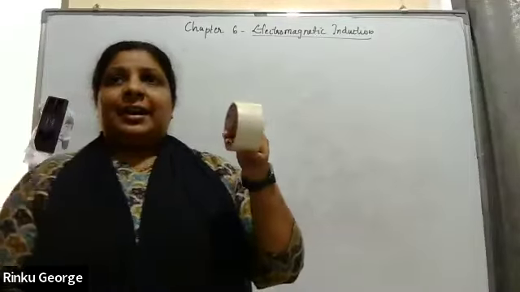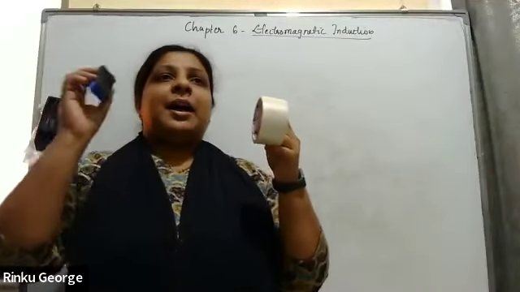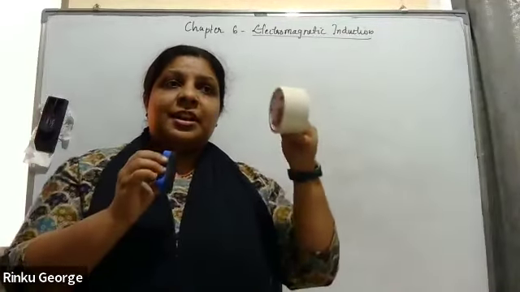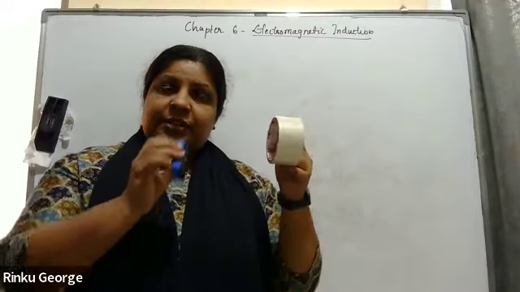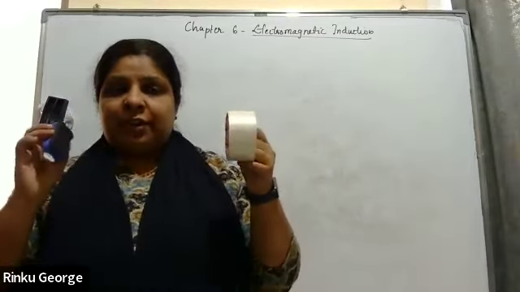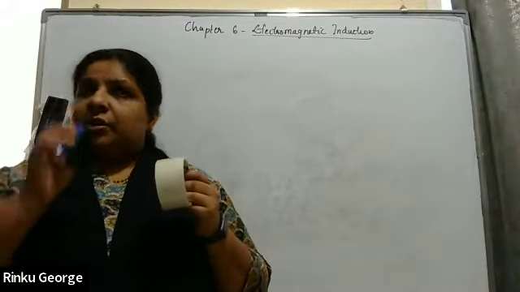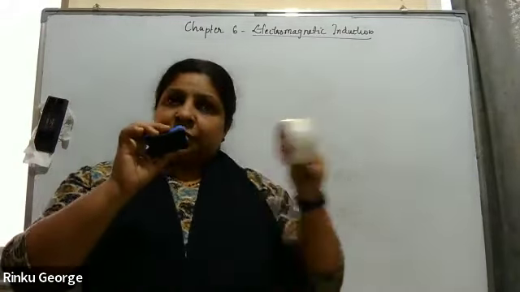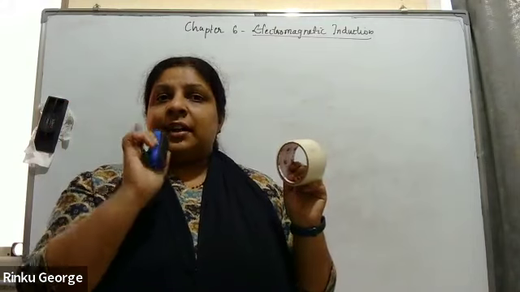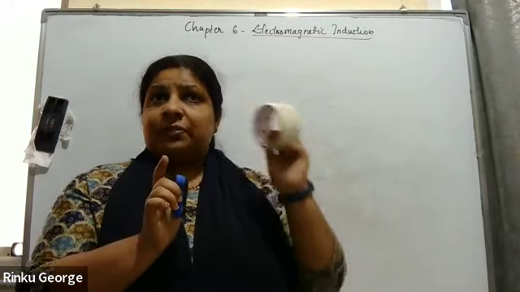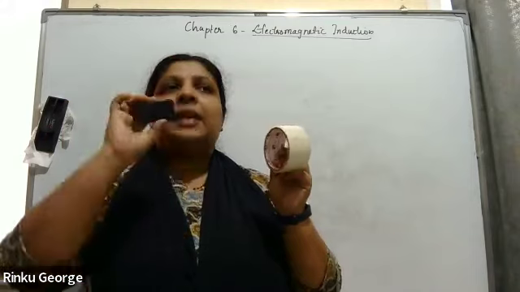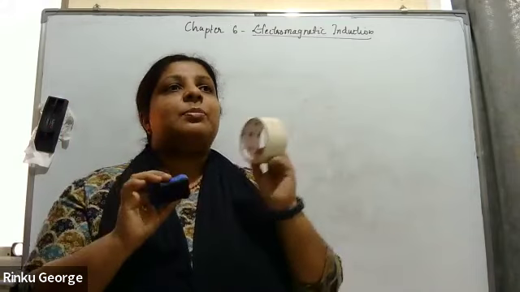Okay. So if you have a conducting coil, and if you bring a magnet towards the coil, there will be an EMF developed in the coil. Similarly, if you take the magnet away from the coil, EMF will be induced in the coil. If you fix the magnet and move the coil also, EMF will be induced in the coil. So basically, whenever there is a relative motion between a conducting coil and a magnet, an EMF will be induced in the coil.